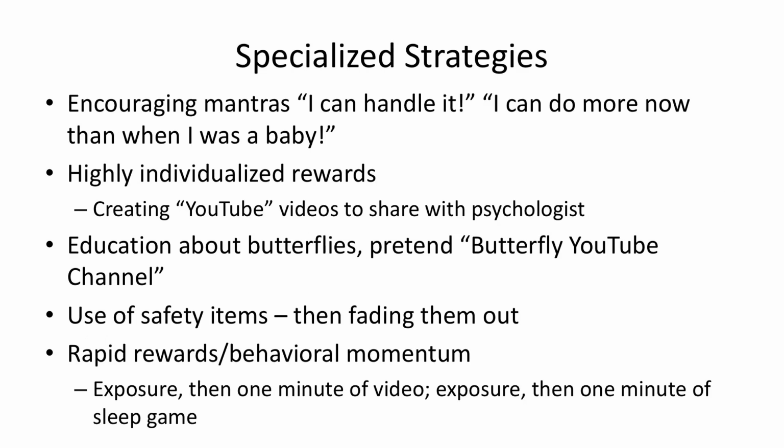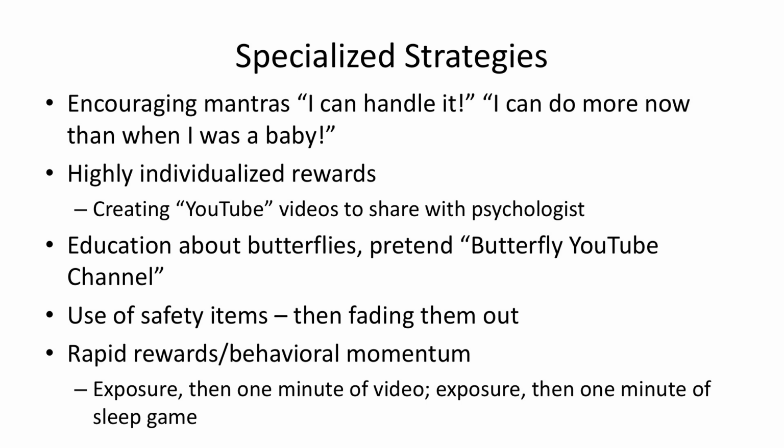Okay, some of the specialized strategies for Charlie were things like, I can handle it, a more commonplace type of mantra, and I can do more now than when I was a baby. So it was really helpful for him to think back, I couldn't walk at one point, and now I can, and now I'm 8 and I'm afraid of butterflies, but maybe in the future, I won't be. Maybe age 9, I won't be anymore. So thinking about how things had changed in the past.